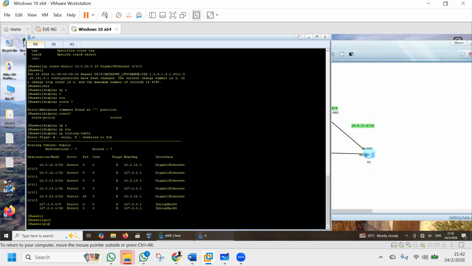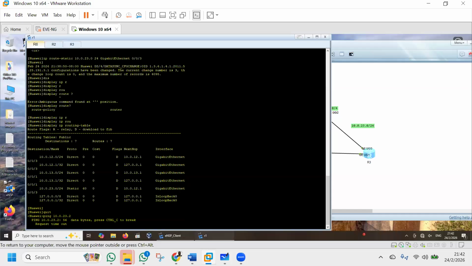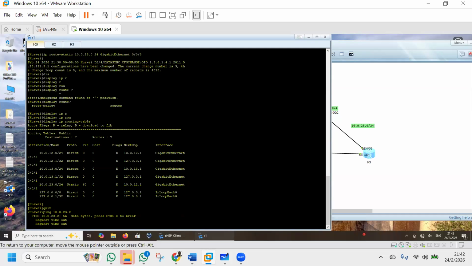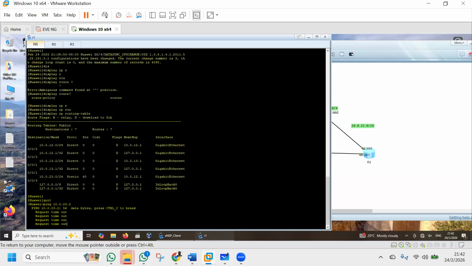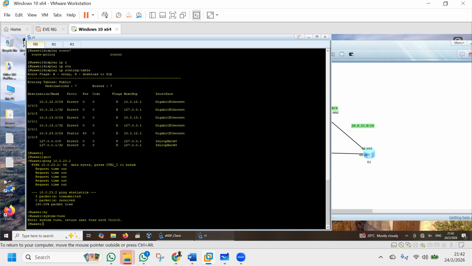Quit ping. Still not getting anything. So even if we advertise the network, we are not getting anything. That's weird. Probably a little different with how we advertise networks with Cisco. But let's advertise the interface as it is. So system view, let's advertise the interface as it is, like IP static route. Instead of 24 here, let's have 32.